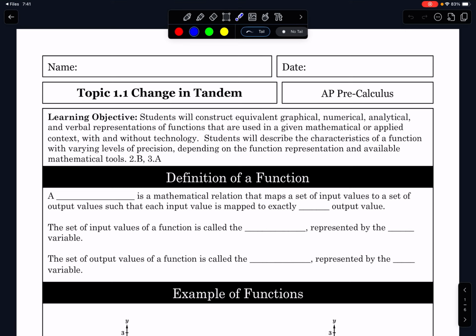Hello, class. In our first topic, 1.1, change in tandem, our learning objective is to construct equivalent graphical, numerical, analytical, and verbal representations of functions that are used in a given mathematical and applied context, with or without technology. In this particular lesson, you're going to learn how to determine behaviors of a function, where a function is increasing and decreasing, given the graphical representation of such a function.